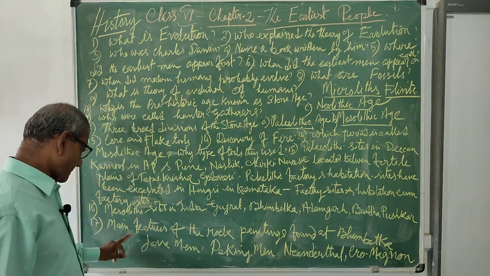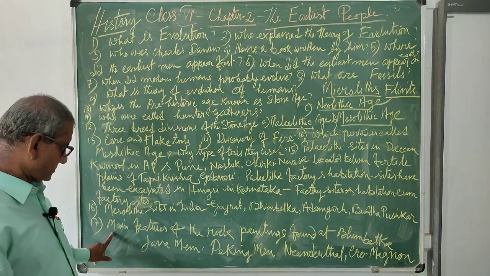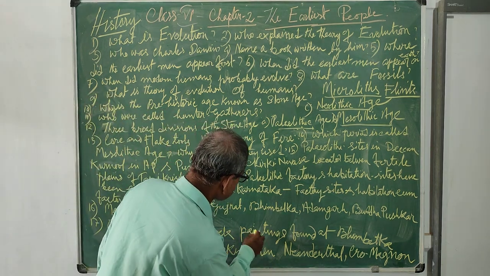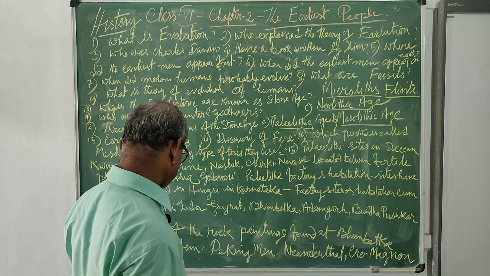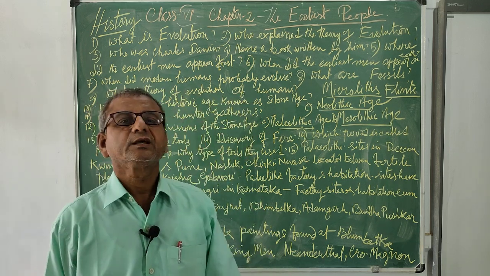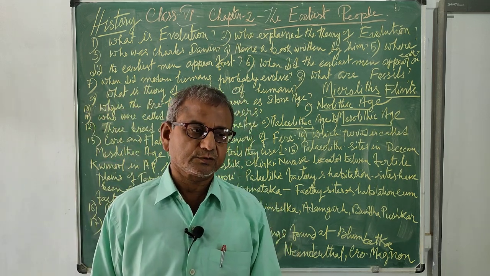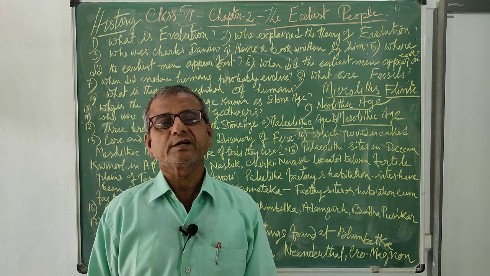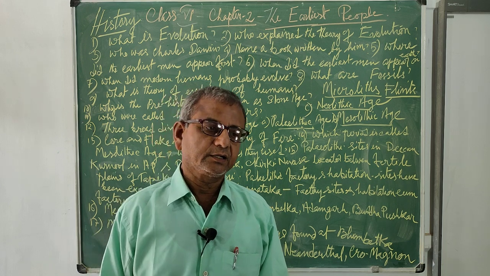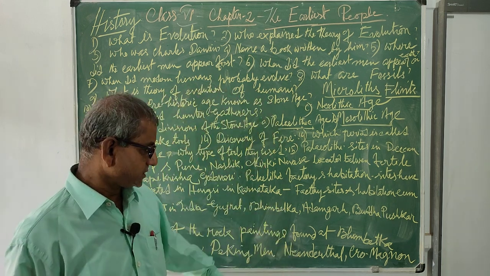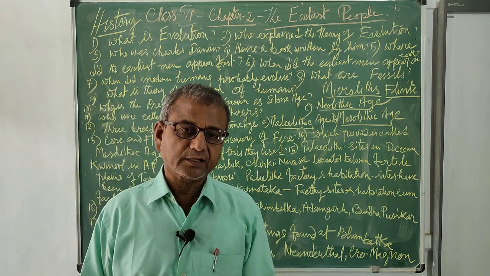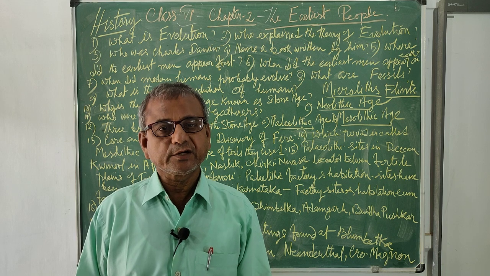Now, the last part: what are the main features of the rock paintings? Rock paintings are found at Bhimbetka in Madhya Pradesh. A major discovery of the Stone Age, about 500 paintings have been discovered at Bhimbetka in Madhya Pradesh. All these paintings belong to the Paleolithic and Mesolithic ages, and UNESCO has declared it a World Heritage Site.